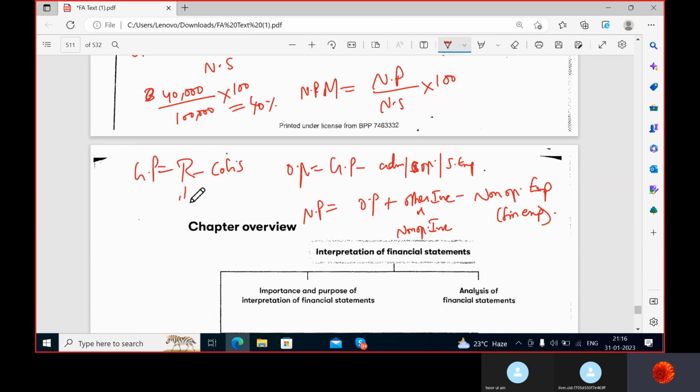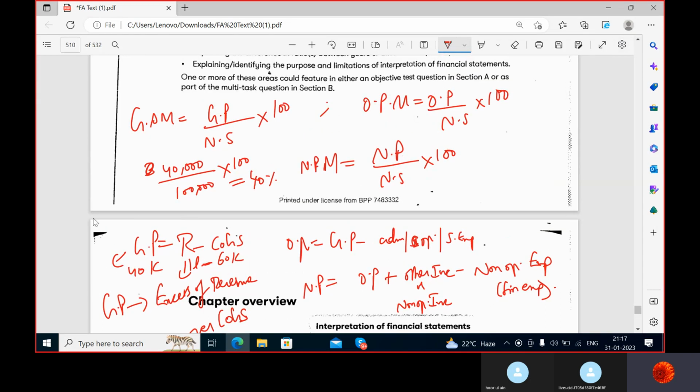So can I write here that gross profit can also be said as excess of revenue over COGS? Can I say this or not? Excess of revenue, of course. If my revenue is 100,000 and my COGS is 60,000, my gross profit will be how much? 40,000. Please tell me yes or no. Yes, 1 lakh minus 60k is 40k, of course. So excess of revenue over COGS is what? Gross profit.